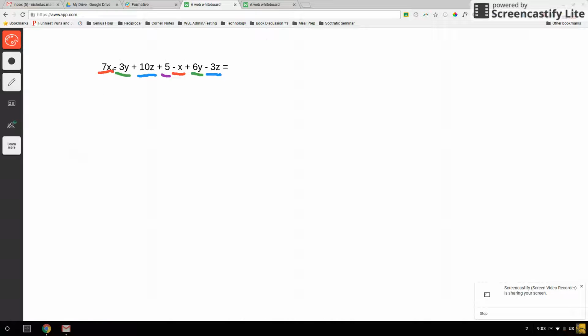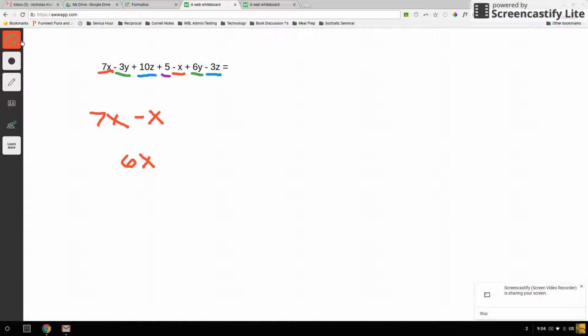So I'm going to rewrite it having my like terms together. So I'm going to put 7x. And now I see here that I was subtracting an x. So I can't add the x onto 7. I actually have to subtract the x right there. All right, so 7x minus x. If I have just one x, that's just like putting a 1 in front of it, 1x. So 7x minus x would be 6x.